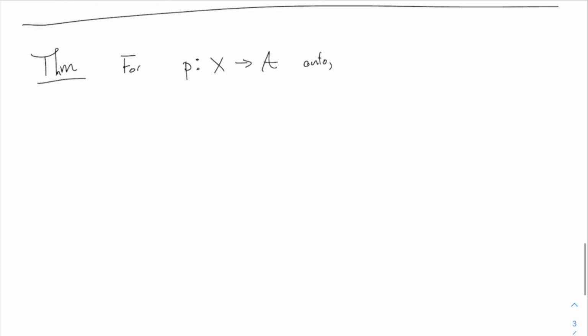So the standard setup of a quotient topology situation is when you have a function from X to A, onto. The theorem is that the quotient topology on A is a topology. We have to verify the three properties that make it a real, honest-to-goodness topology. Well, let's just do it.